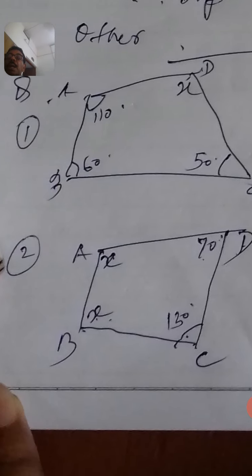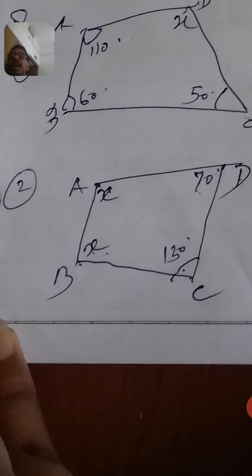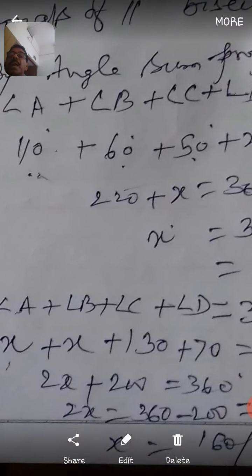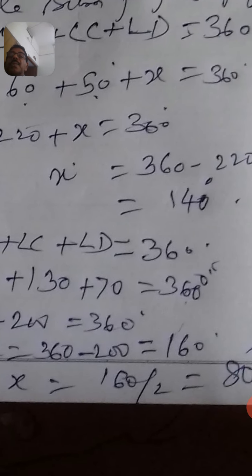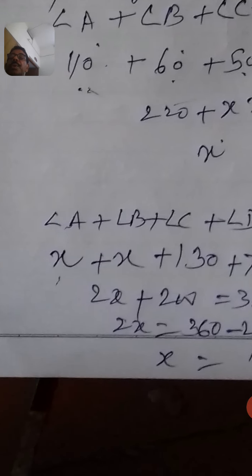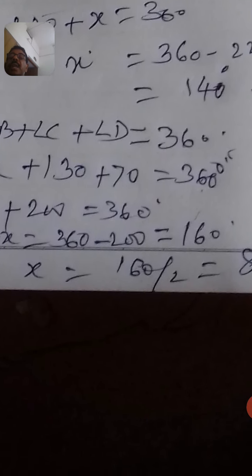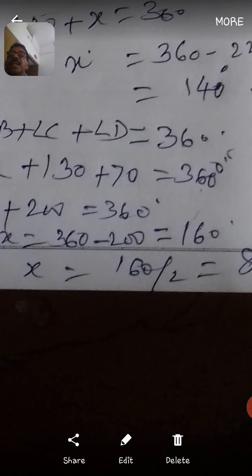Now another property: the angle sum property of a quadrilateral. You know that the sum of the four angles of a quadrilateral is 360 degrees. Now you see here ABCD, the measures of three angles are given. You have to find the value of x, that is the measure of the fourth angle. For that, you write angle A plus B plus C plus D is equal to 360 degrees. Now you put the values and you get x is equal to 140 degrees.